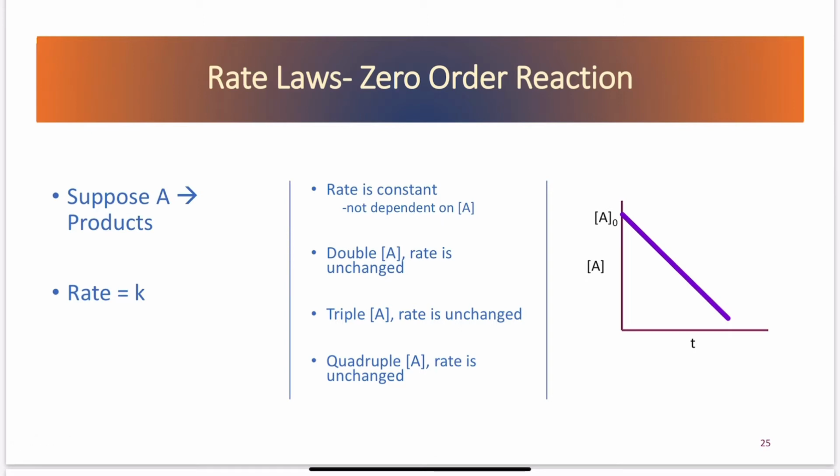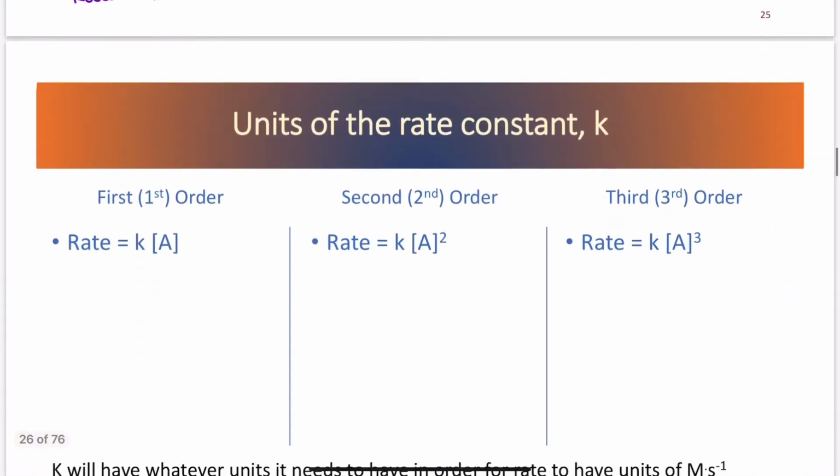If it's zero order, suppose A goes to products, the rate here is just equal to k, your proportionality constant. Because again, rate equals k times the concentration of A to the 0, this entire term goes to 1, giving me rate is equal to k. Basically what it means is the rate is completely independent of the concentration of A. The rate stays constant. If I double, triple, or quadruple the concentration, the rate remains unchanged. It has no effect at all on the reaction. The rate will remain constant because it's only dependent upon your proportionality constant, or your rate constant.